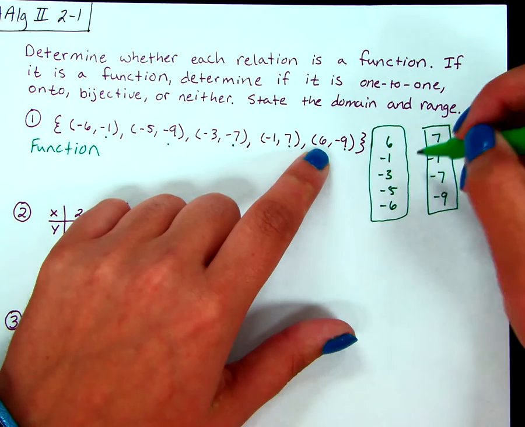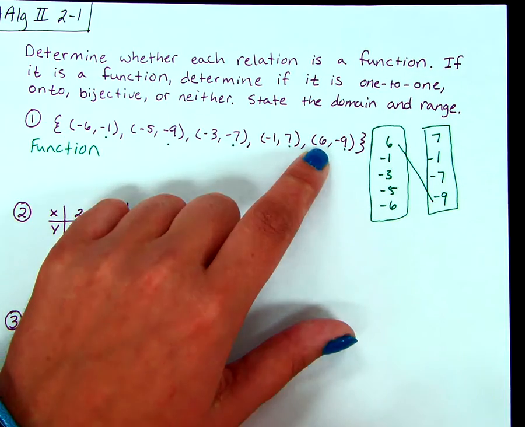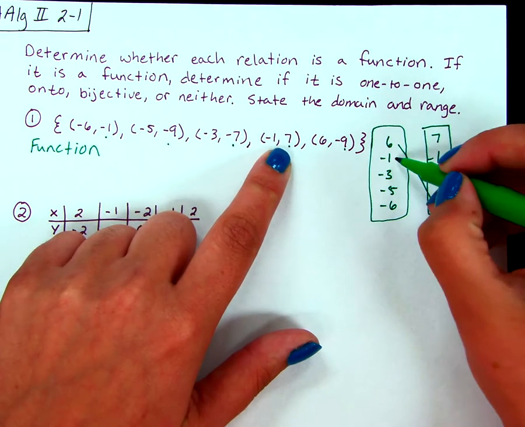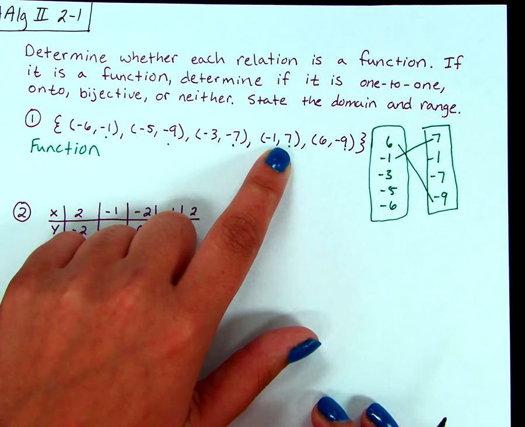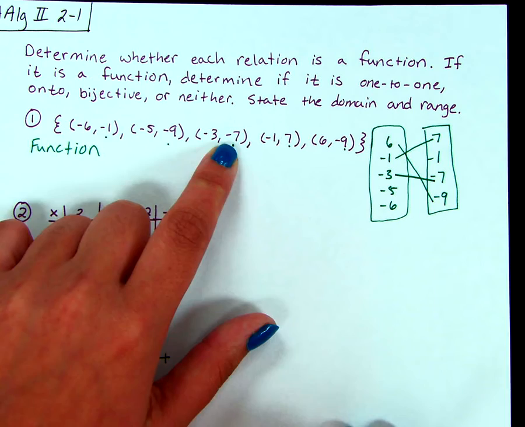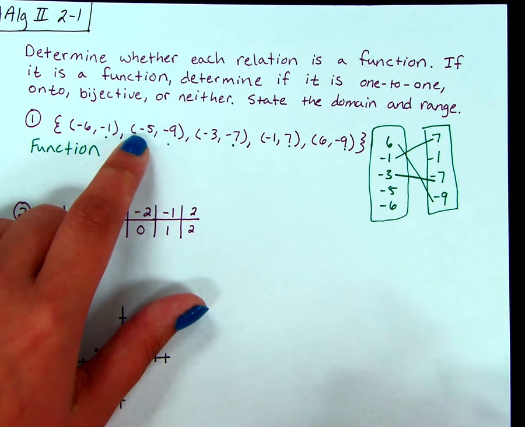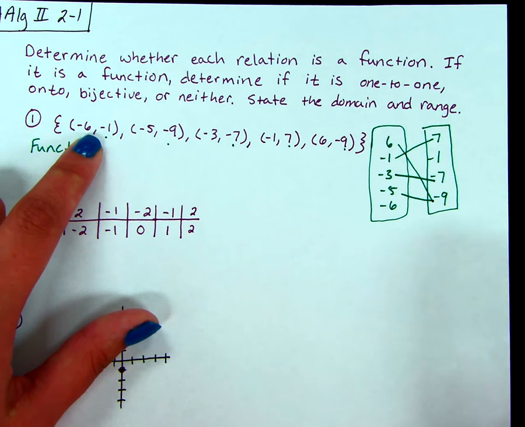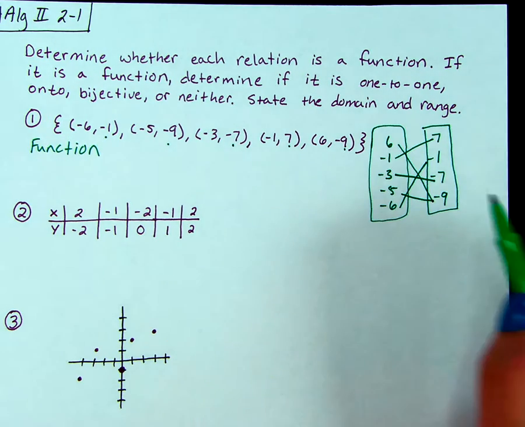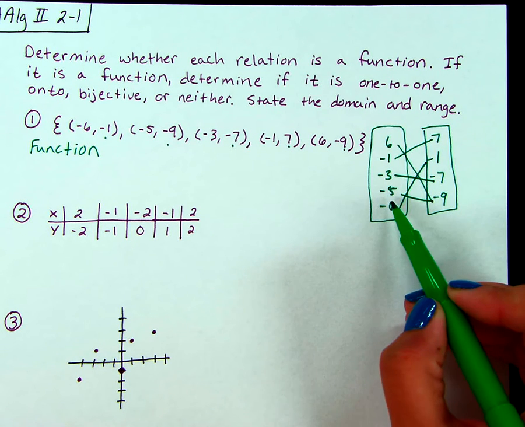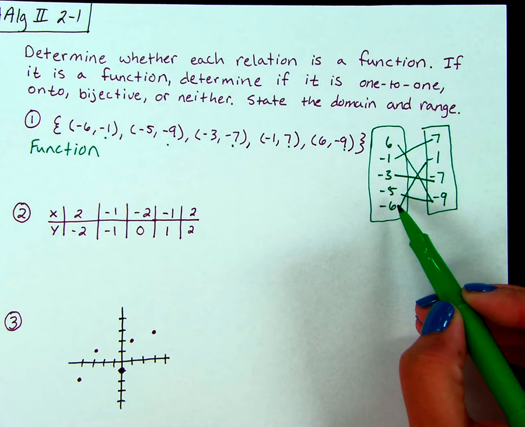So 6 maps down to -9. -1 maps to +7. -3 maps to -7. Let's see, -5 maps to -9, and -6 maps to -1. So as I'm looking at this, do we notice here how -9 is shared between two numbers in our domain? So that means that it can't be one-to-one.